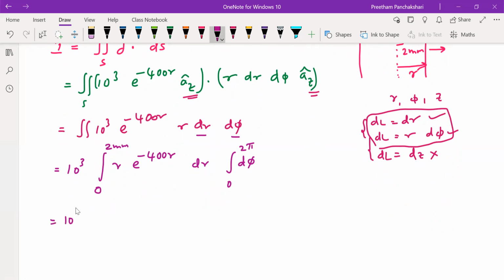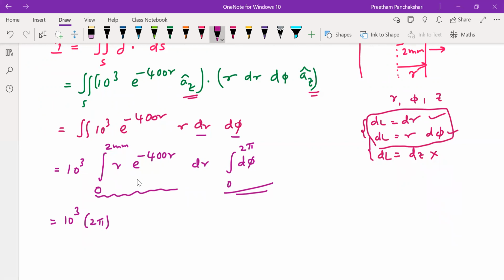So 10^3. Let us integrate the phi term first. It's easy. Integration of d phi is phi. Upper limit 2 pi minus 0 is 2 pi. Now we have to integrate with respect to r. This can be integrated using any appropriate mathematical method if you have.